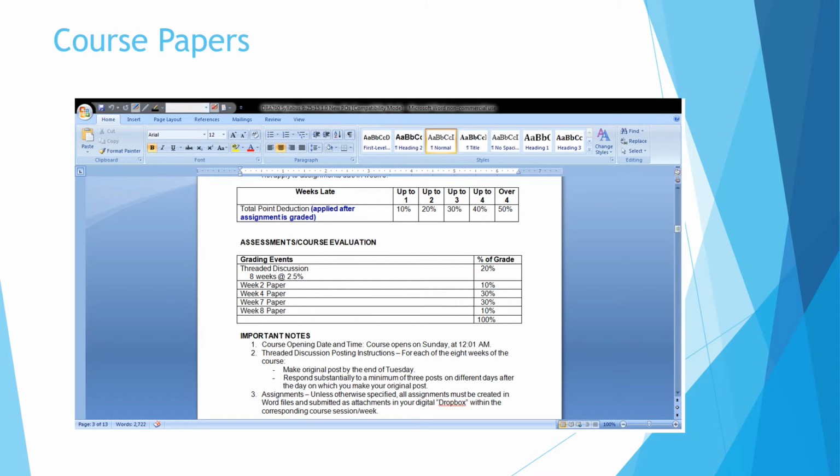You'll have a paper due in week 2, which is worth 10%. This is a chance for me to see your writing and to start to give you feedback on your writing style. Then there's a bigger paper in week 4 that's worth 30%, another paper in week 7 that's worth 30%, and then a wind-up paper in week 8 that's worth 10%.